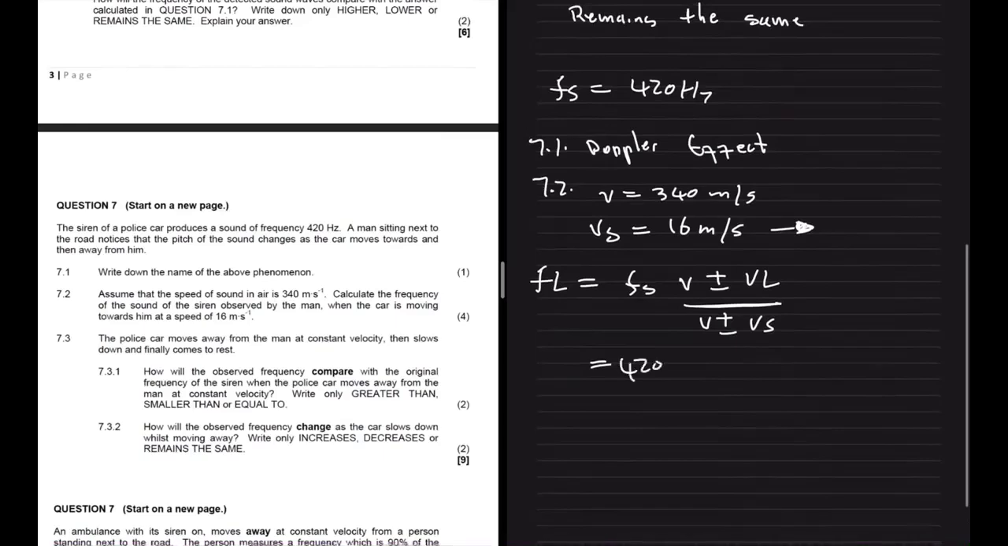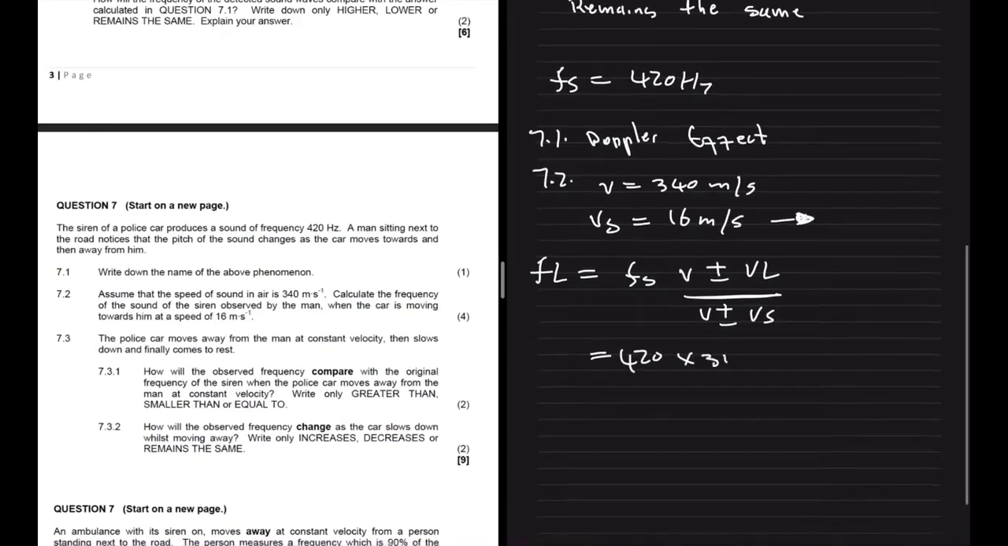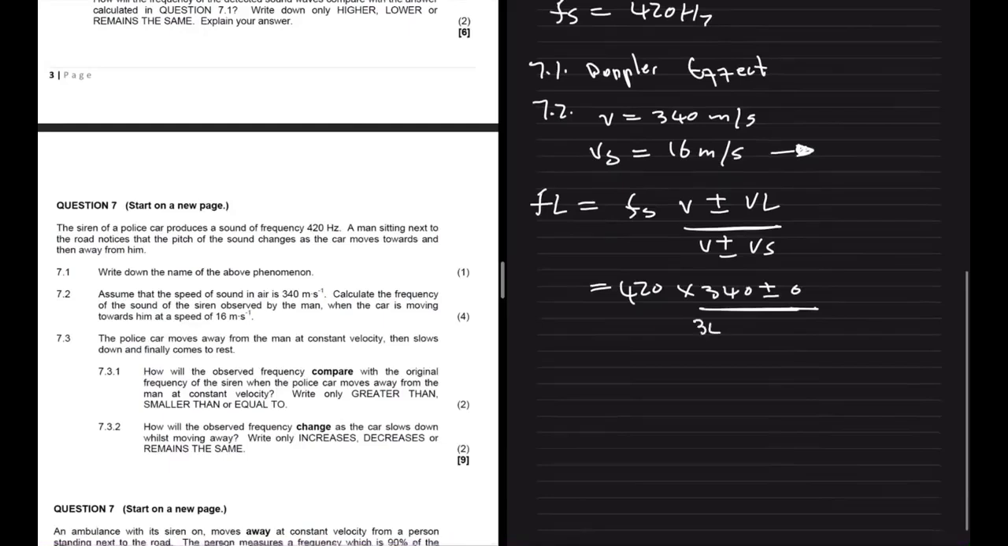That is 420 Hz multiplied by the speed of sound in air, which is given as 340 plus or minus 0, because the observer is stationary. 340. Because the source is moving towards, on the denominator we have a minus. If it was moving away, then we'd have a plus. So that is minus 16.